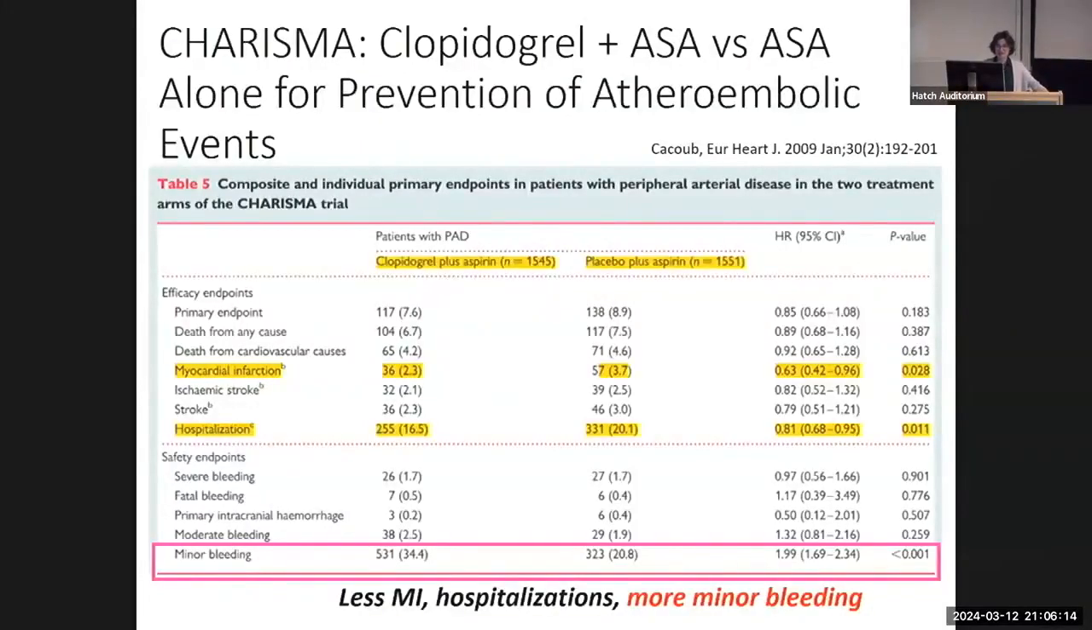What about DAPT? Well, the CHARISMA trial looked at patients with PAD. This is, again, the sub-trial of patients with PAD who received DAPT versus only aspirin. There was no reduction in the composite endpoint, but there was a reduction in MI and hospitalizations. It came at an increased risk of bleeding.